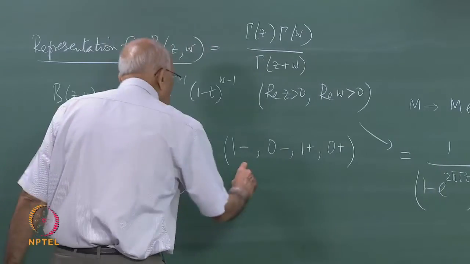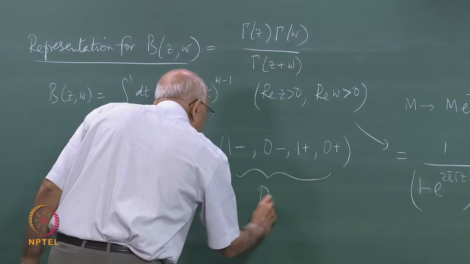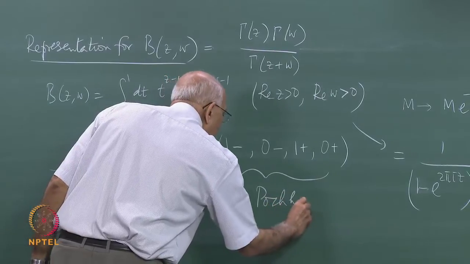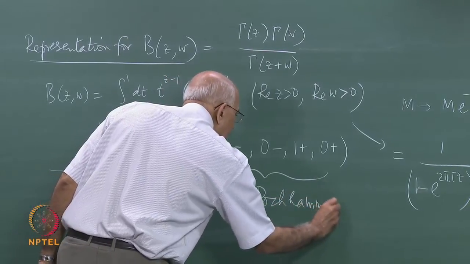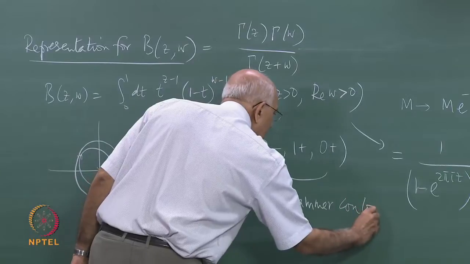This sort of contour, this kind of thing is called a Pochhammer contour.